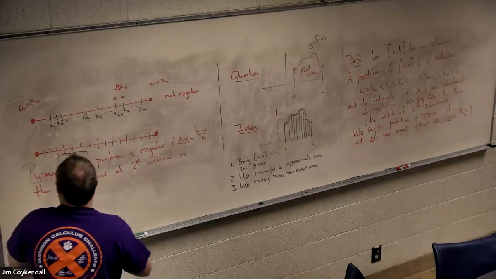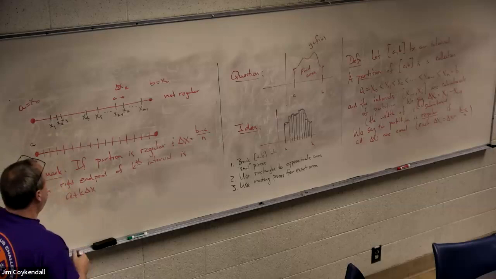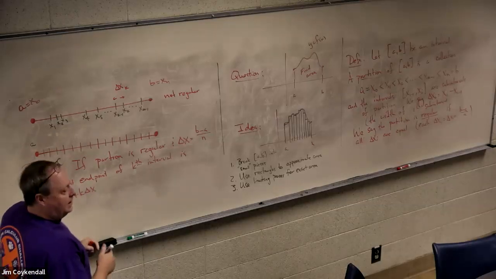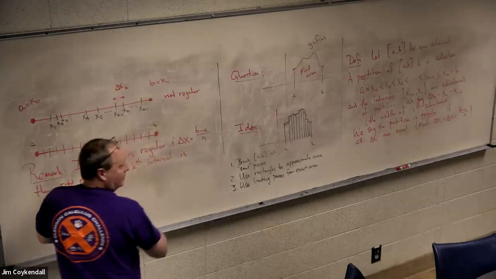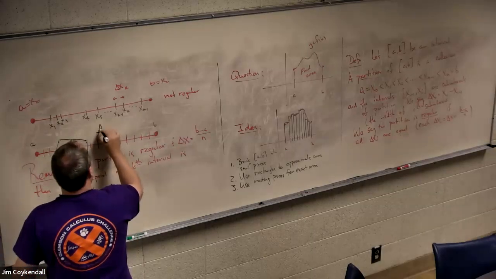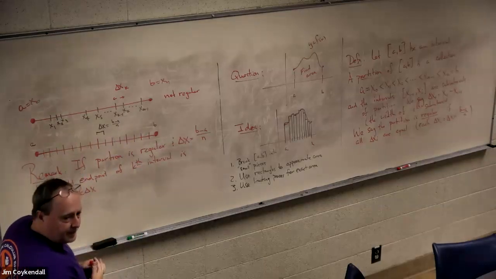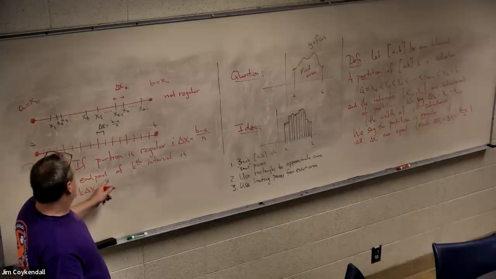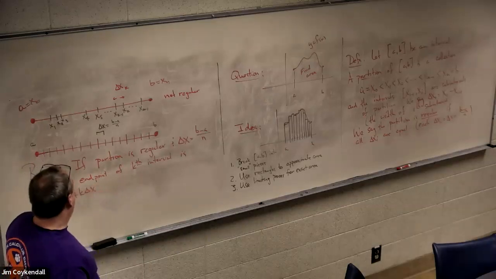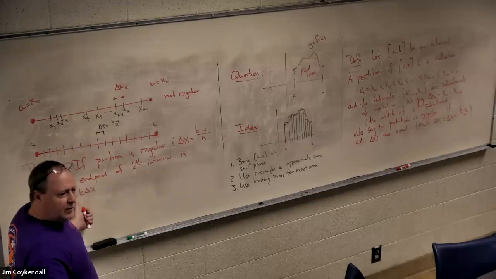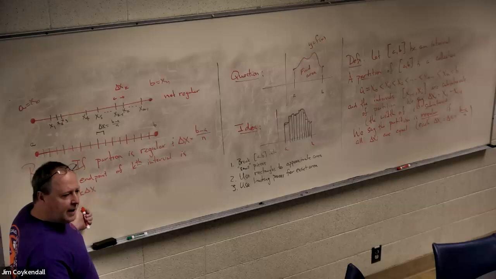Now, let me try to explain this formula. Here's a, and here's b. And each delta x, the thickness of each of these, is b minus a over n. Here's what this formula says: it says that the right endpoint of the kth interval is given by this formula. Well, let's go through this. Let's check it and see if we can see the pattern.